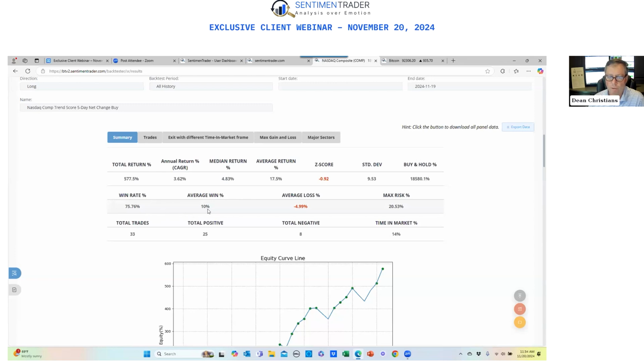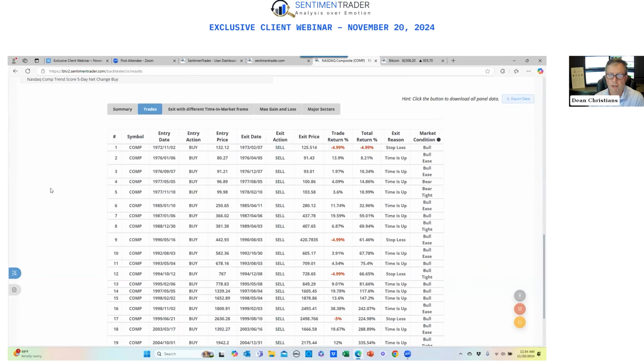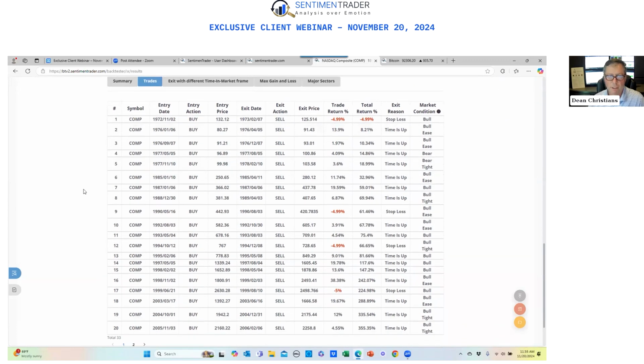Now, look, our average win was 10%. Our average loss was 5%, which is basically what our stop loss was. So if we look at our total trades, all these negative 4.99% are our stop loss, right? And you can see that in the exit reason. Out of the 8 losses that we have, all of those were instances where we got stopped out. Otherwise, it went up for 63 straight days.